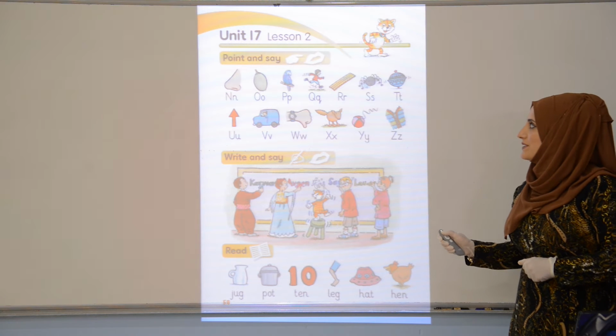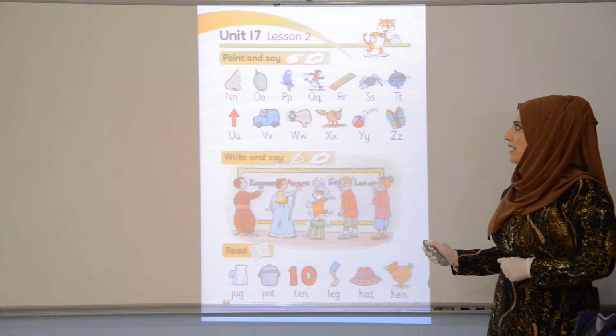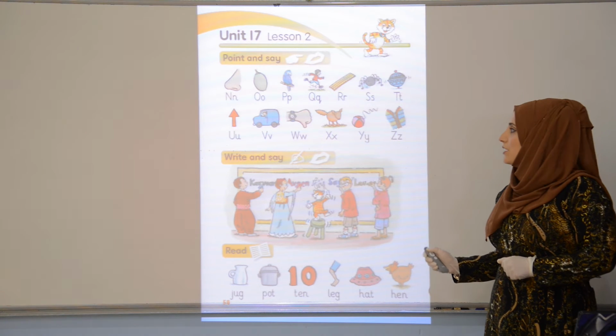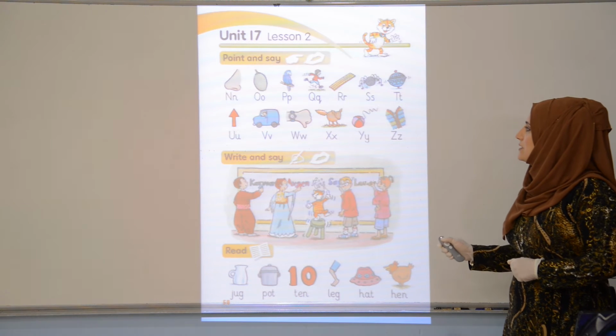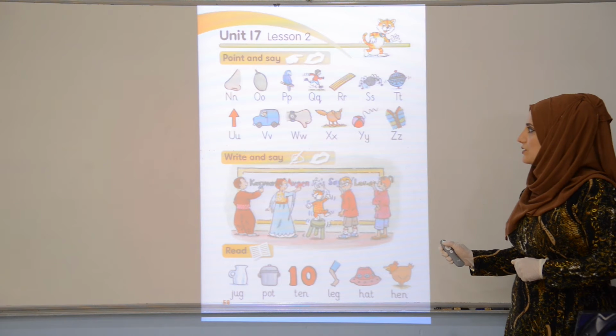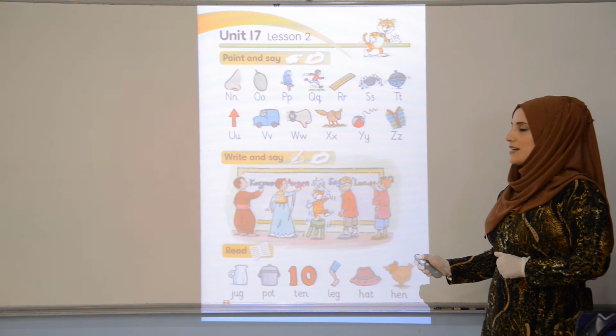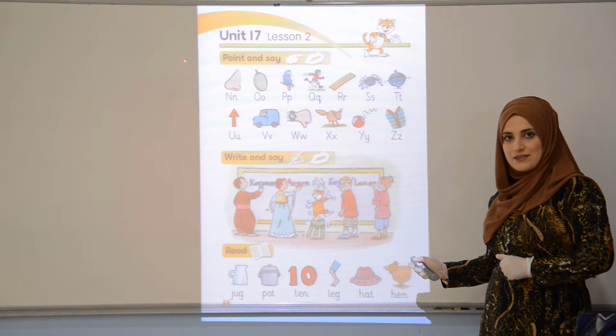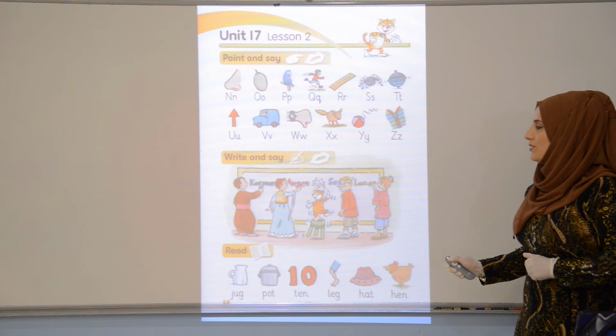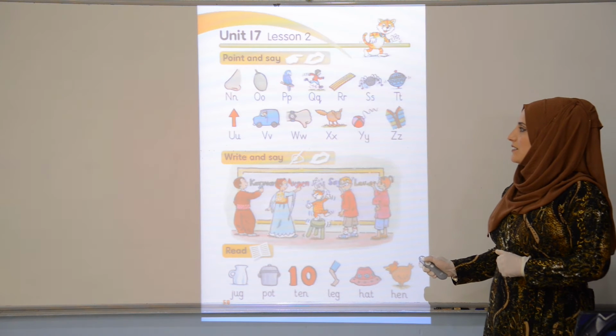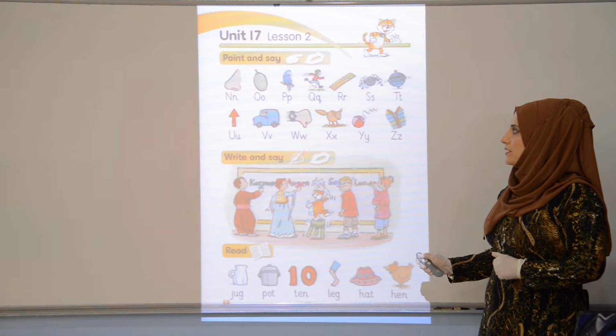Now we have Unit 17, Lesson 2, point and say. Again, students, look, we have the letters and their pictures. Okay, students, can you point to the pictures and say the letter sounds? Can you? Okay, now let us say the letters from these pictures.